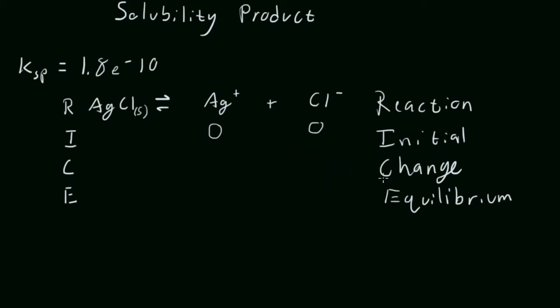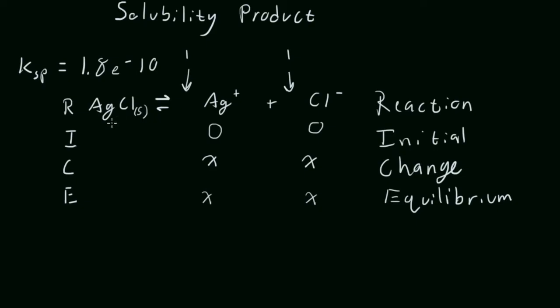And then we're looking at the change. And the way we use a Rice table is we go, well, how are these going to change? And this is where we use our stoichiometry. In both of these cases, we have a 1. This is a 1-to-1 relationship. And so we can say that these are going to change by the same amount. We're going to call that amount x. And then our amount at equilibrium, both of these will be equal to x.